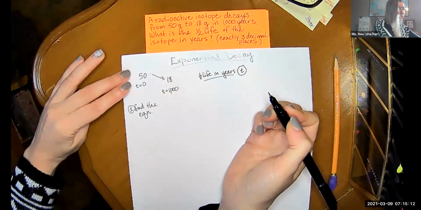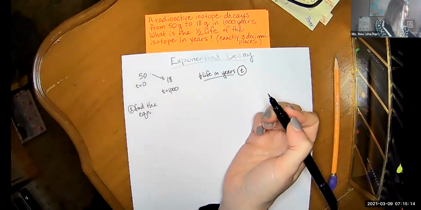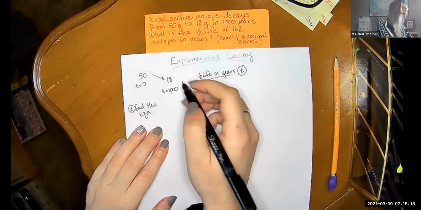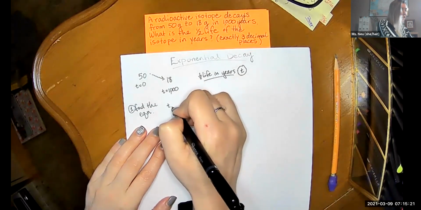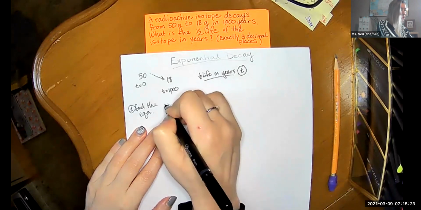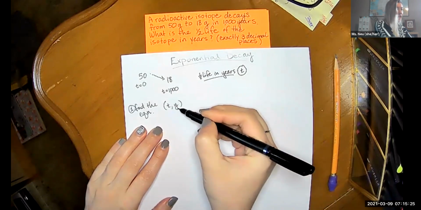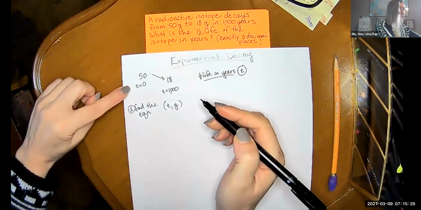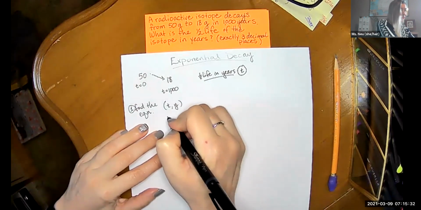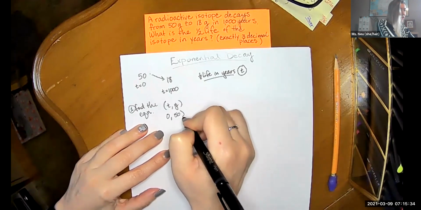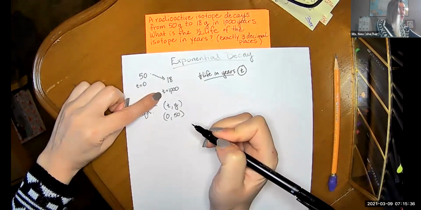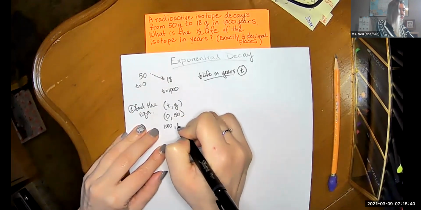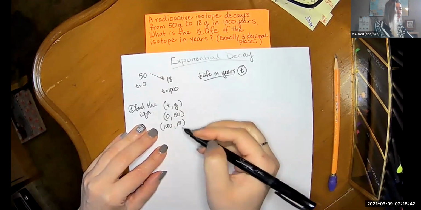And I'm going to rewrite these. The way I like to see it is as a set of points, like x comma y. In this case, it's t. I always use t for time because that makes more sense to me. So it's like time and output, how much we have left of our isotope. So at time 0, I'm at 50. And after 1,000 years, time 1,000, I'm at 18. Okay, cool. So I have these points.